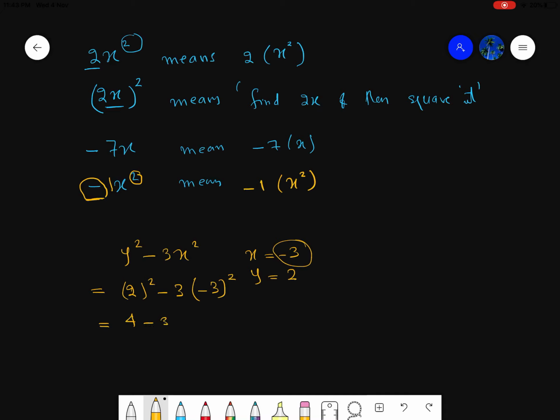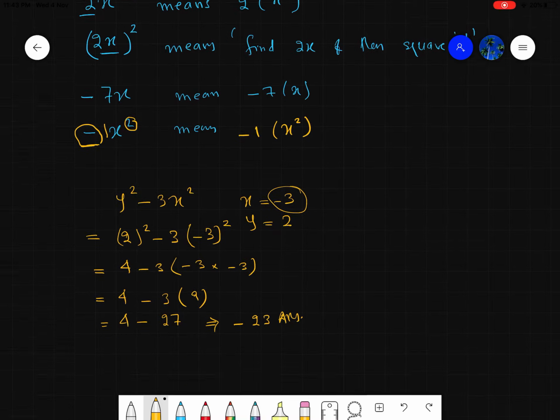So 2 square is 4, minus 3, and the square of negative 3 is basically negative 3 multiplied by itself. Negative 3 multiplied by negative 3. So 4 minus 3 into minus 3 into minus 3. Minus into minus is plus. 3 3s are 9, so you get 4 minus, and then 3 9s are 27. And 4 minus 27 is negative 23. So that would be our final answer.